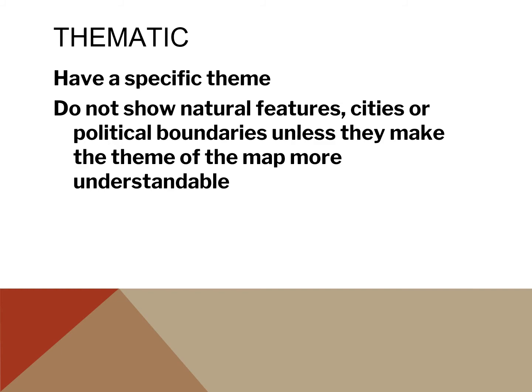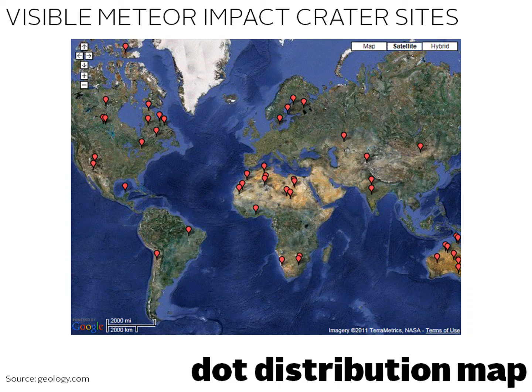For example, our first type of thematic map is a dot distribution map. Notice there are no labels on here because we don't need them. We have a dot where the data is distributed. On this particular map, the data is visible meteor impact crater sites. So everywhere there's a dot, there's a visible impact crater from a meteor hitting the Earth. So the dots are distributed where the data is located. So that's a dot distribution map.